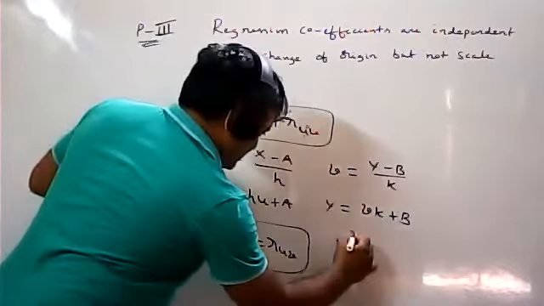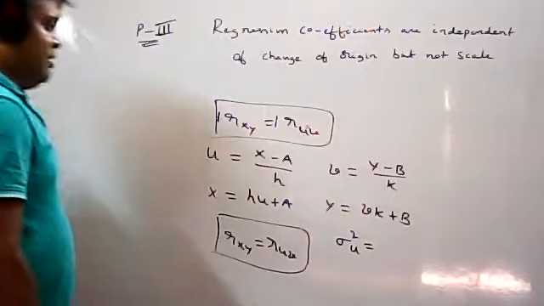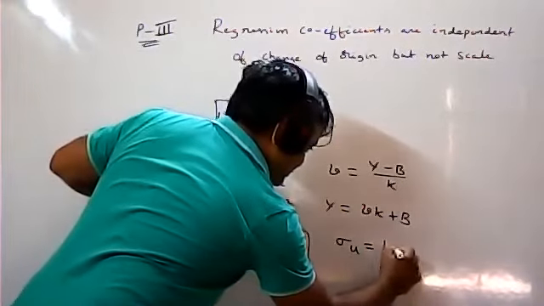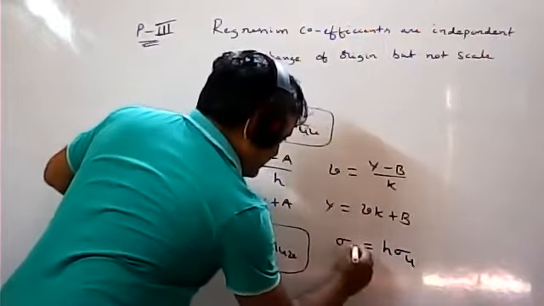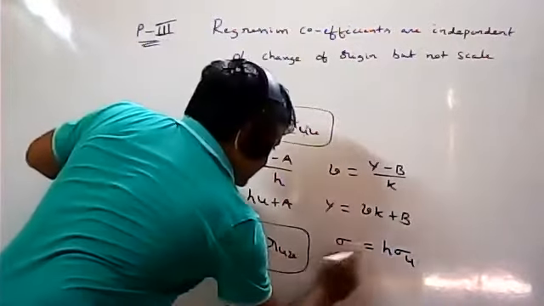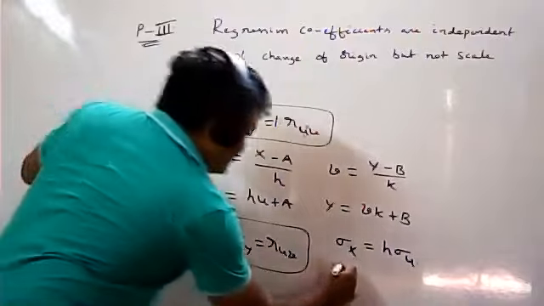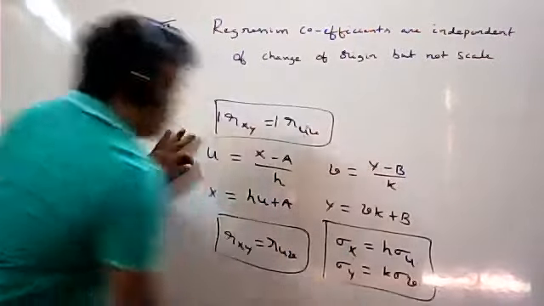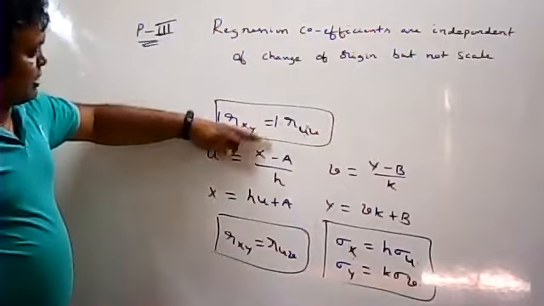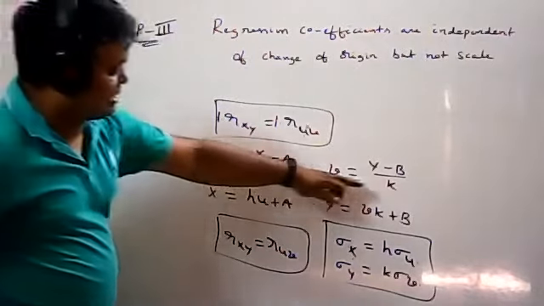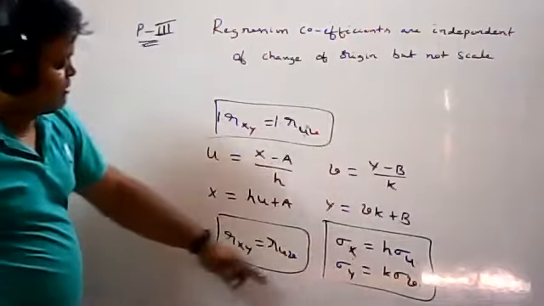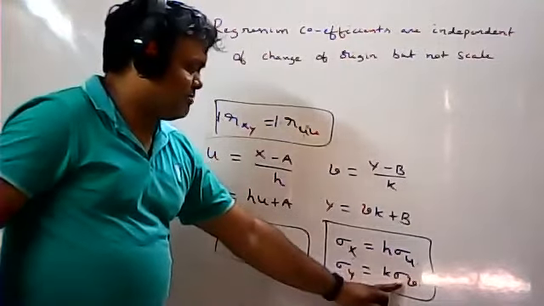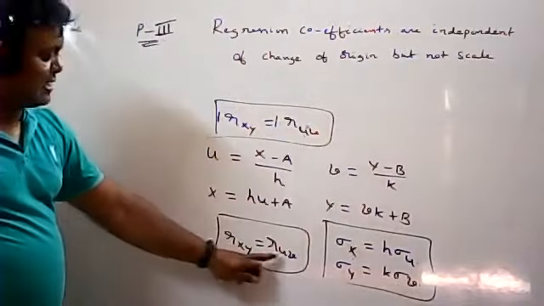In that derivation, you got sigma squared x equals h squared into sigma squared u, or simply sigma x equals h into sigma u, and sigma y equals k into sigma v. You got these relations. While doing this proof, you consider u equals (x minus a) by h, v equals (y minus b) by k. You simplify that and get sigma x equals h into sigma u, sigma y equals k into sigma v. Finally, you are getting Rxy equals Ruv.